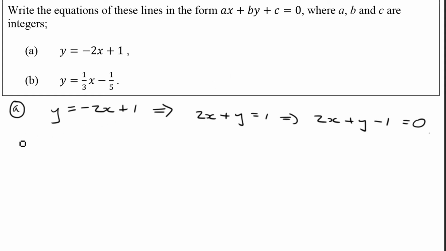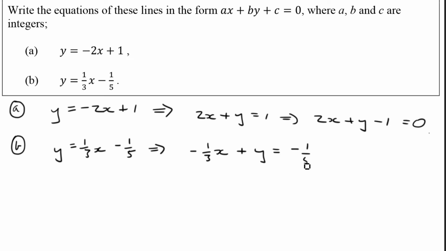Now let's do the same thing with part B. Well, the rearrangement's not much more difficult than before. We can start off with the y is 1/3 x minus 1/5 that we are given. We can subtract 1/3 of an x from both sides. We can add a fifth to both sides.